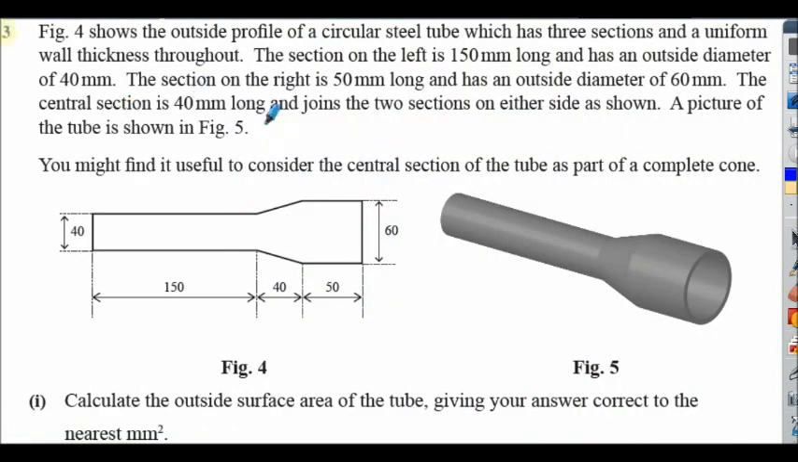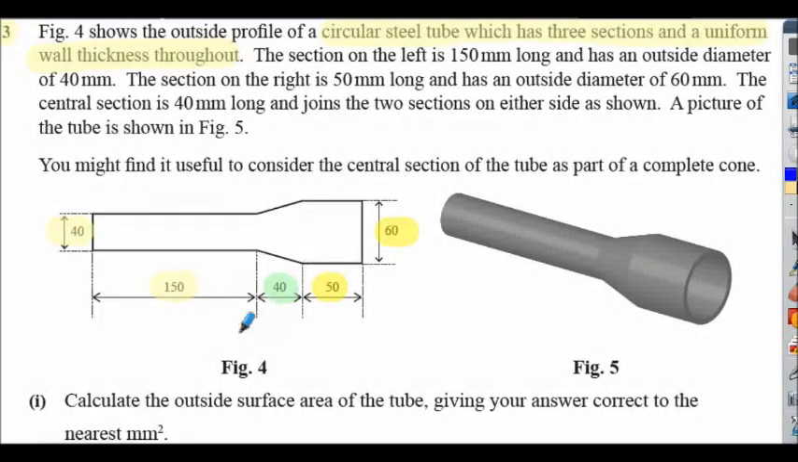Let's consider now question 3. Here we have a circular steel tube which has 3 sections of uniform wall thickness throughout. The section on the left hand side shown here is 150 millimeters long, with an outside diameter of 40 millimeters. The section on the right hand side is 50 millimeters long, with an outside diameter of 60 millimeters, and a central section joins the other 2 sections, and this is 40 millimeters long.